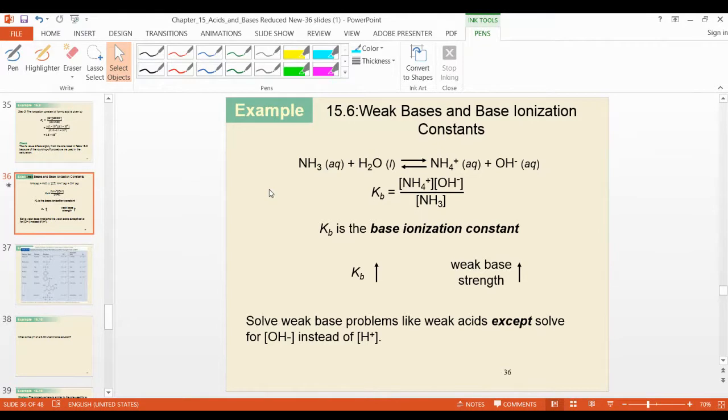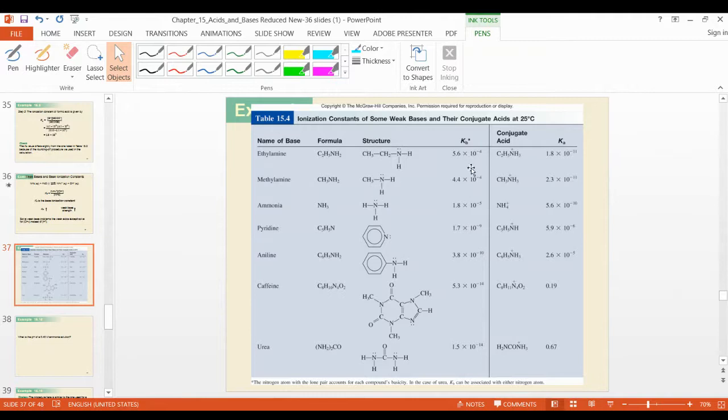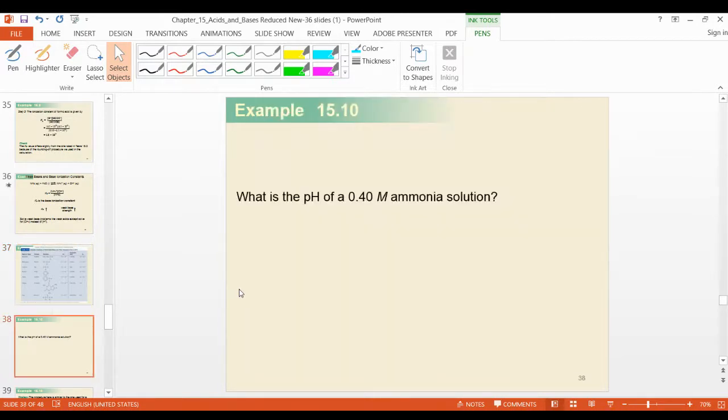Okay, so 15.6 is simple, for the weak base. Just like you have done for weak acid, similarly you will do for the weak base. The equation will be there, so you have to determine Kb. If Kb is high, it means a strong base. If Kb is low, it means a weak base. All these are Kb values that are given. You have to decide from the Kb value which one is a strong base and which one is a weak base.